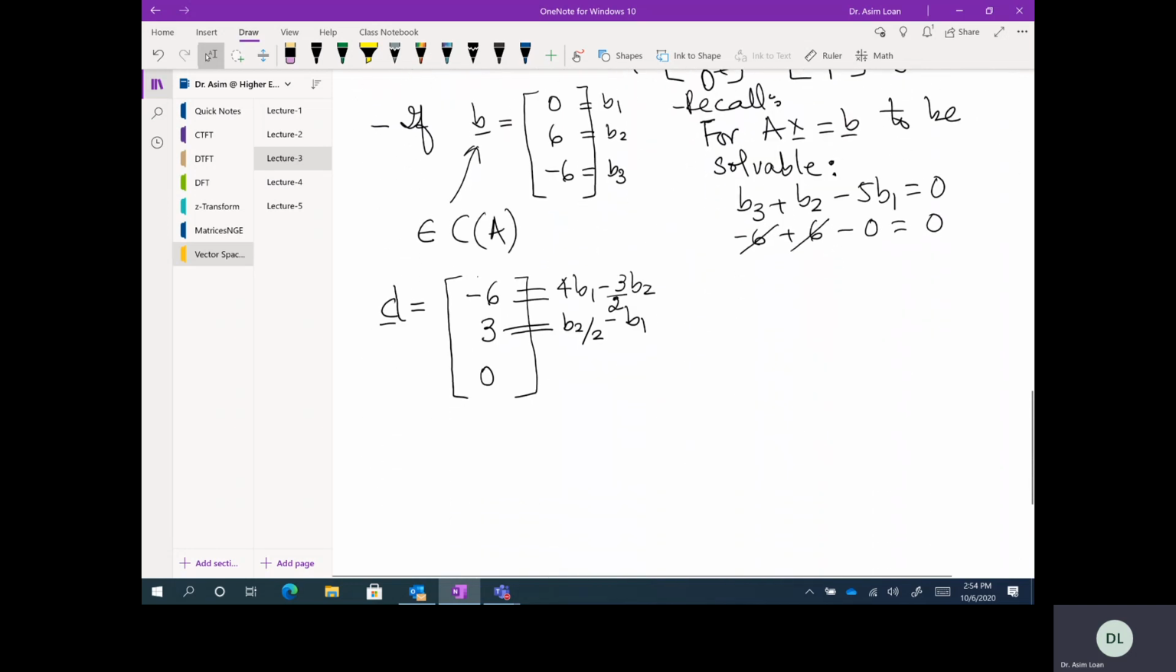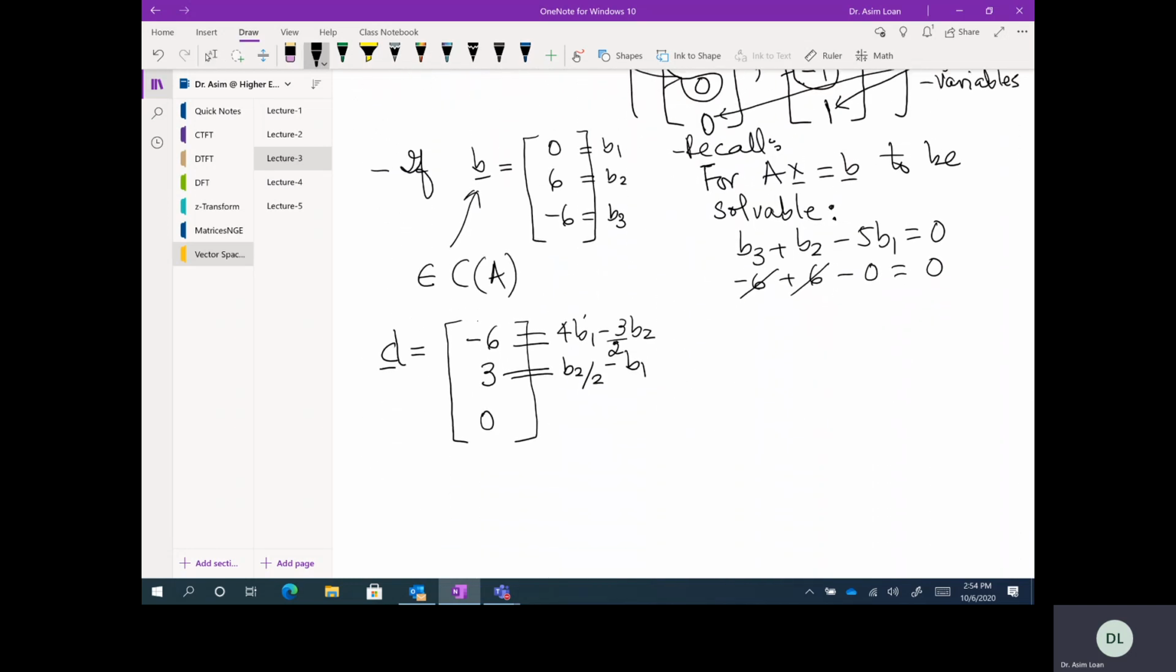I'm sorry. b1 is 0, so this is 0. b2 is equal to 6, so 6 by 2 is 3. And 3 into 6 is 18, 18 over 2. So this is minus 9.